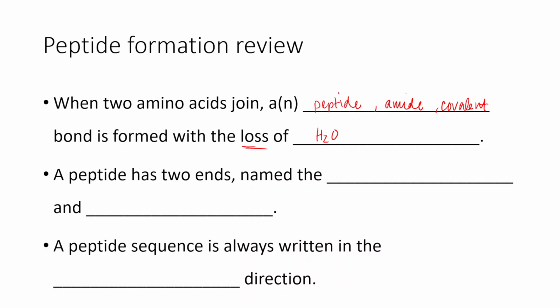All right. So a peptide has two ends. What are the names of the two ends of a peptide? Exactly. The N terminus, and the C terminus. A lot of times you'll see people will just write N term or C term. It's short for terminus. It's just faster.